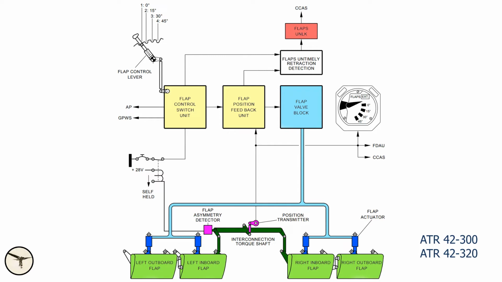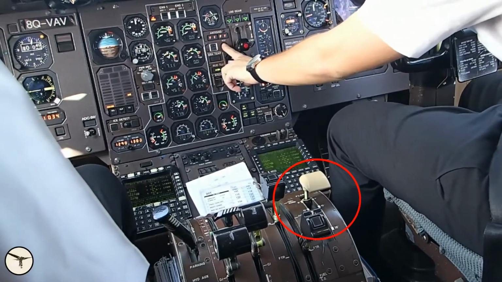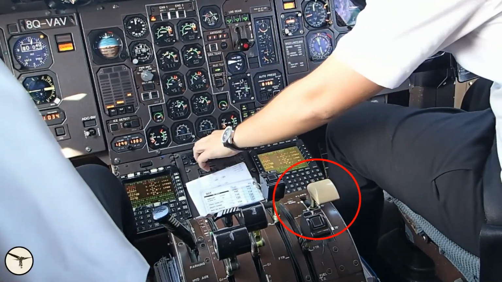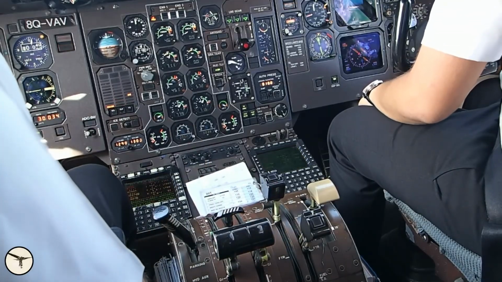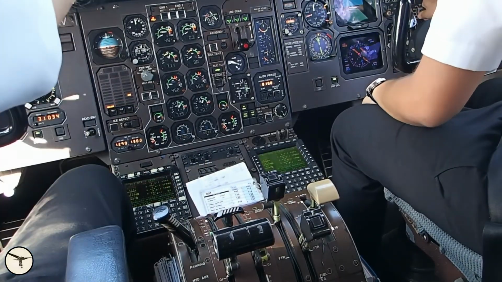To select a flap position, the lever must be lifted first, and then moved to a notch. It is not possible to set intermediate flap positions. ATR 42-300 and 320 have the following flap positions: 0, 15, 30 and 45. The last position is guarded and must only be used for emergency landing in normal conditions.